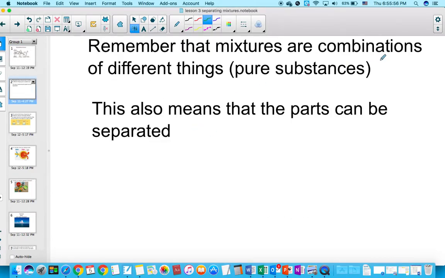So remember that mixtures are combinations of different things, pure substances. Know what a pure substance is. A pure substance is something that is only made out of one type of molecule or one kind of atom. For example, a bar of gold only has gold atoms in it. A mixture has multiple, different kinds of atoms or different kinds of molecules. This also means that mixtures can be separated into their pure substance forms.